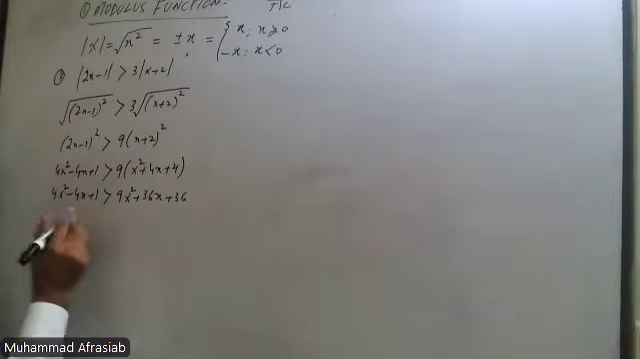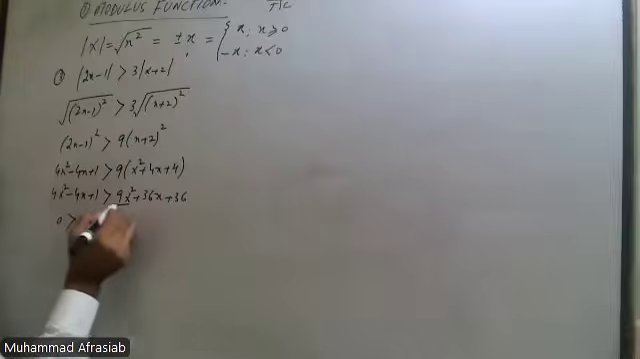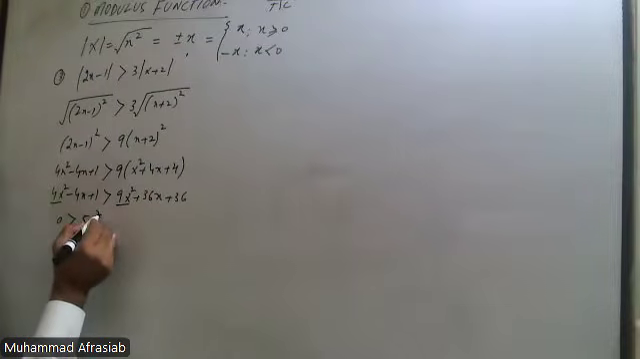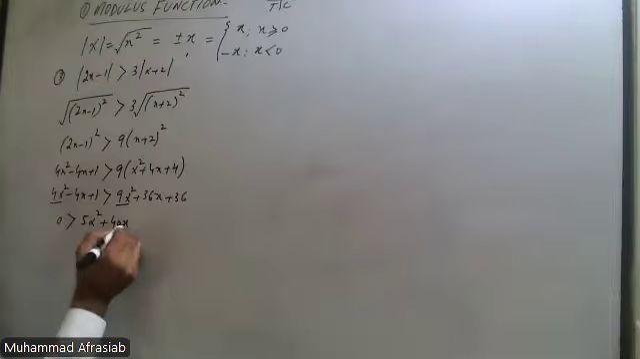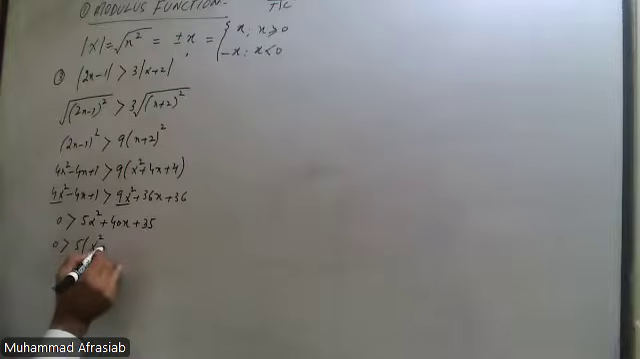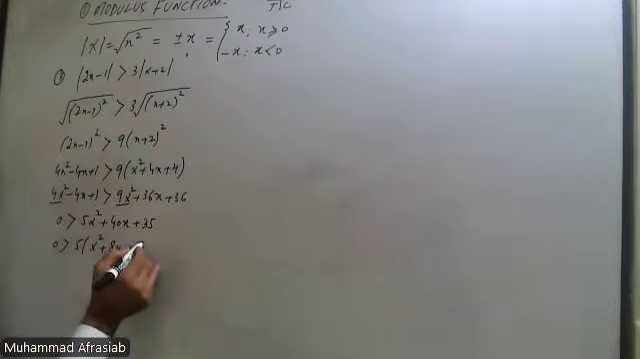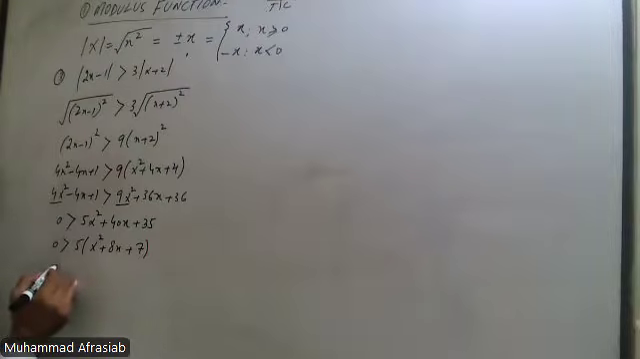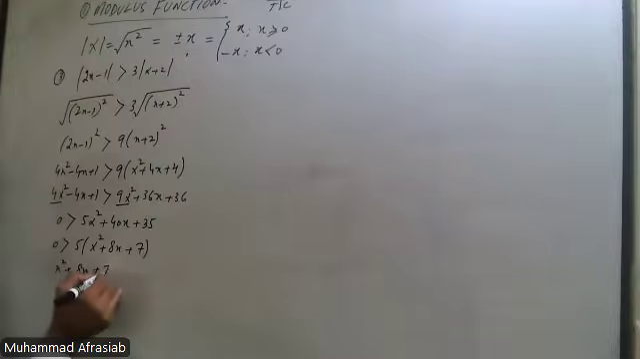Now we shift the left hand side towards the right hand side. So 0 is greater than 9x² − 4x², which is 5x², plus 36x + 4x, that is 40x, plus 36 − 1, which is 35. If we take 5 common, it becomes x² + 8x + 7 less than 0. Now you have to find the critical solution, so x² + 8x + 7 = 0.